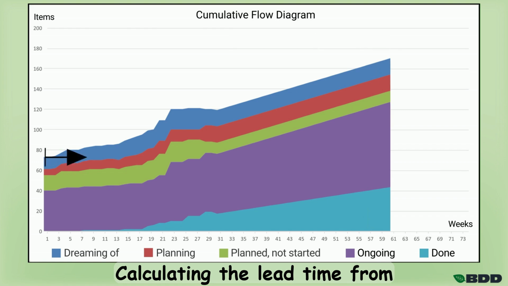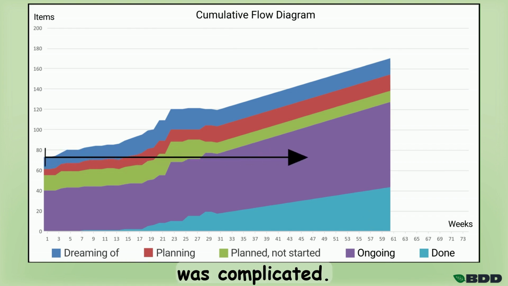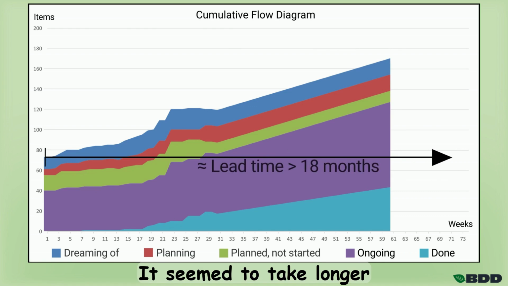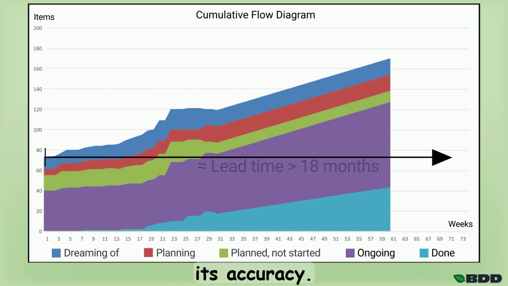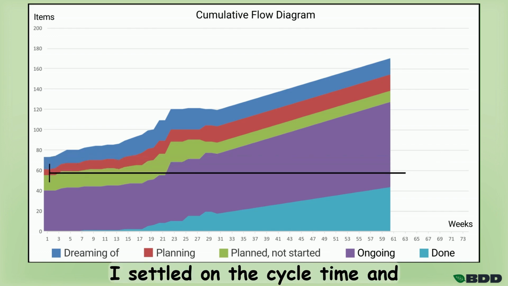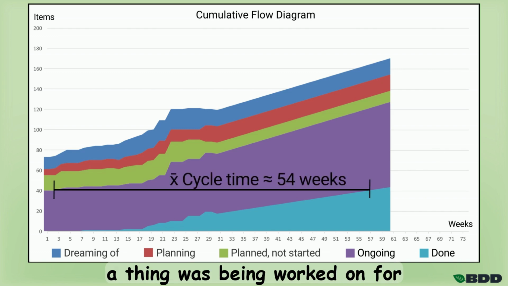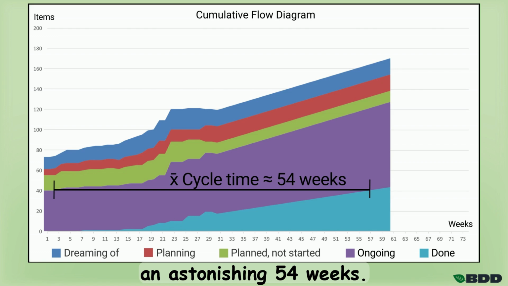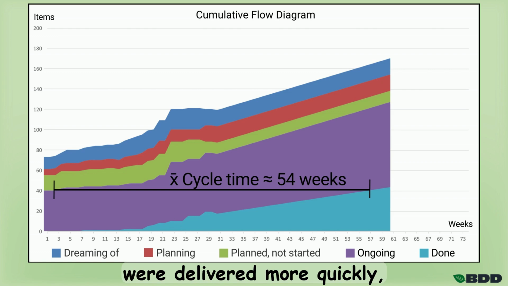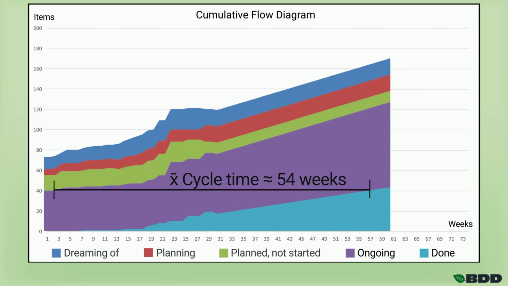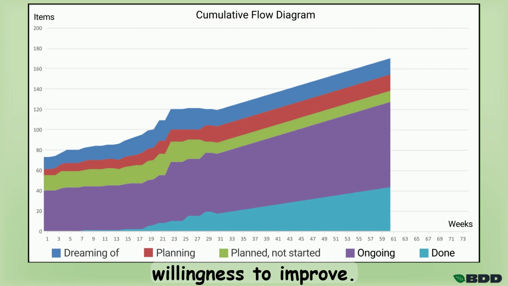Calculating the lead time from Kanban entry to completion was complicated. It seemed to take longer than 18 months, and I was unsure of its accuracy. Instead, I settled on the cycle time and determined that on average, a thing was being worked on for an astonishing 54 weeks. Of course, some things were delivered more quickly, but others took even longer, which was far beyond the current perception. From this knowledge came a willingness to improve.